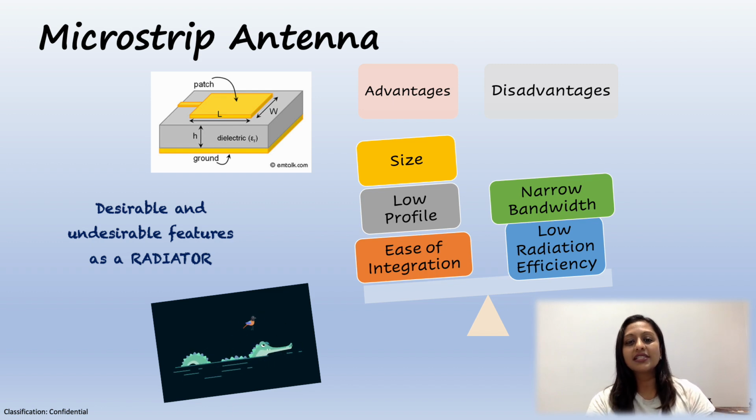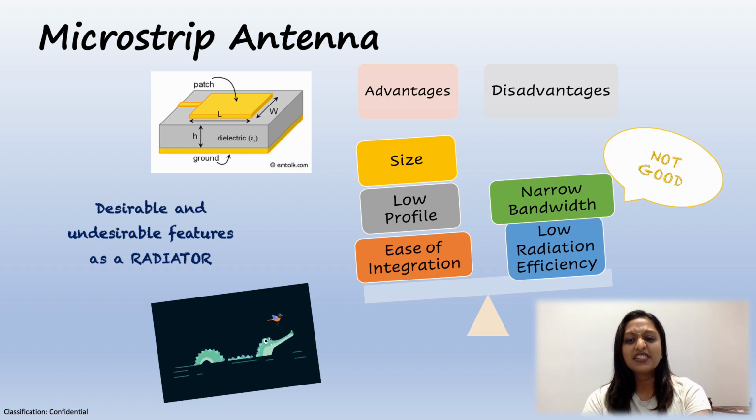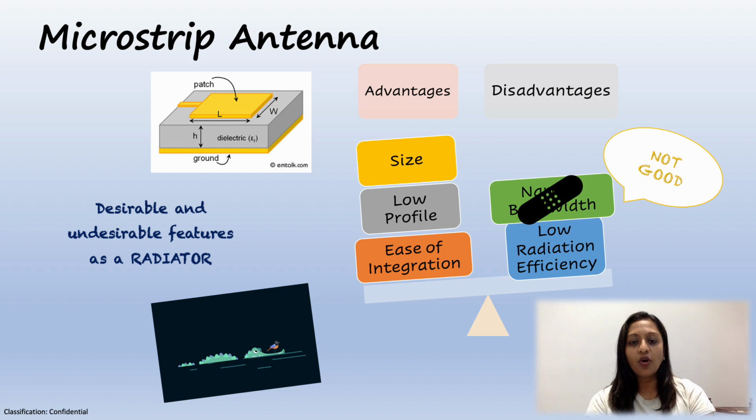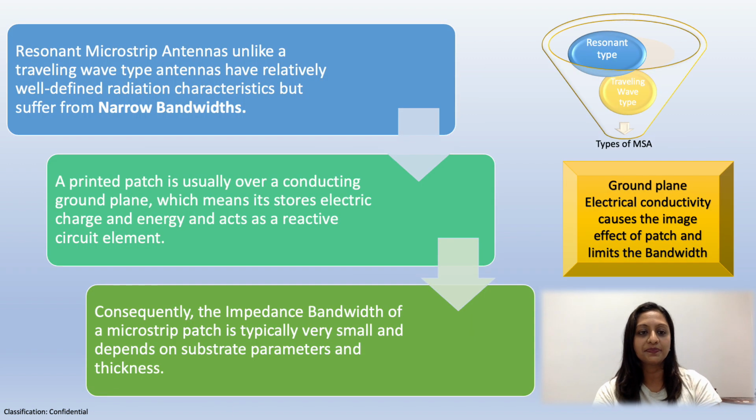When we look into the disadvantages, the first thing that comes is it has a very narrow bandwidth, which is not good, and then which gives rise to low radiation efficiency. So, what is causing this narrow bandwidth? Let's discuss more on it.